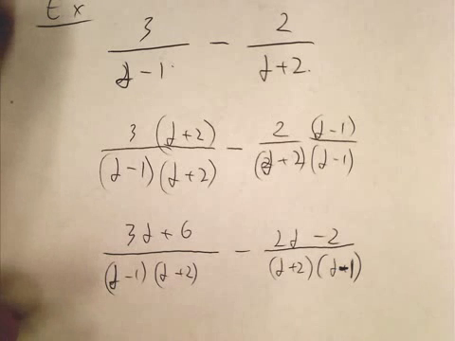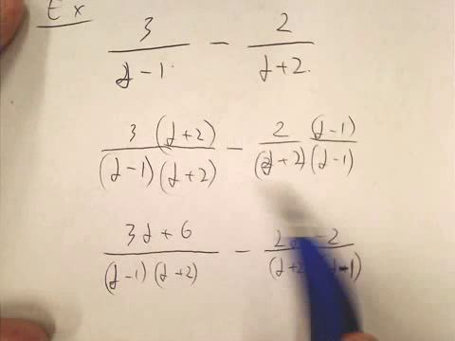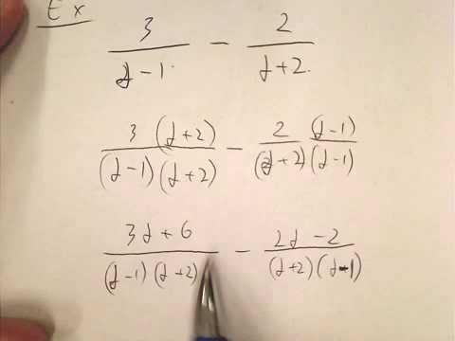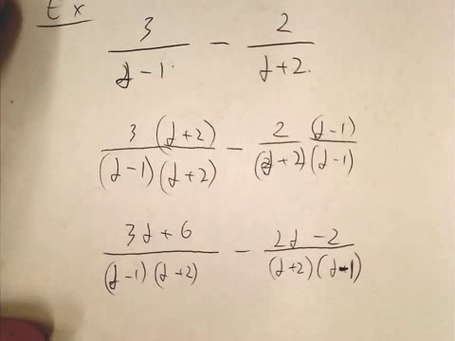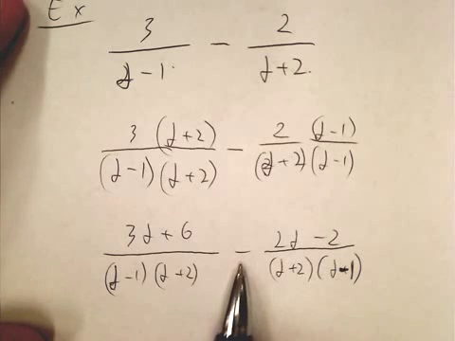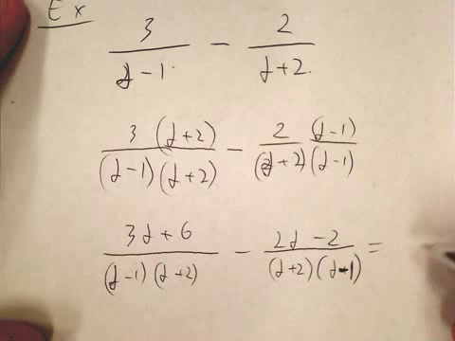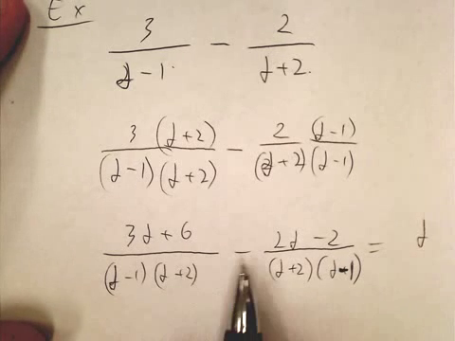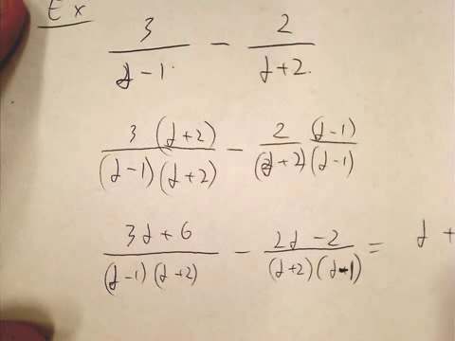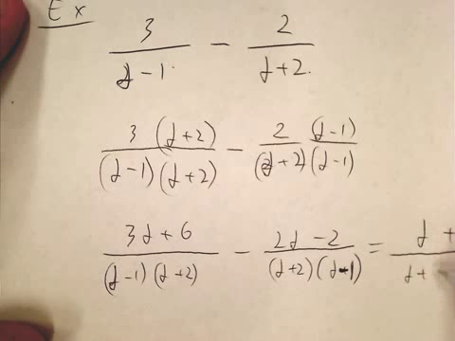Okay, so my first step was to multiply it by the other denominator. My second step was to distribute. And then my last step will be here to subtract. So 3d minus 2d is just d. 6 minus a negative 2 is 8. Be sure you're subtracting there. And then copy your denominator. It doesn't matter which one you copy. They're really the same thing.